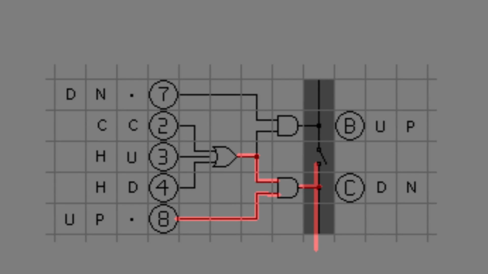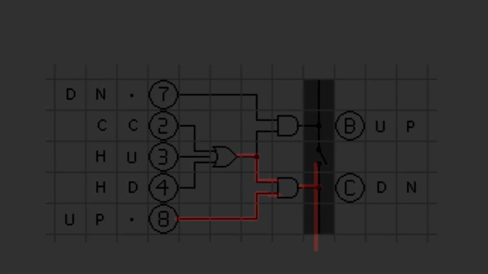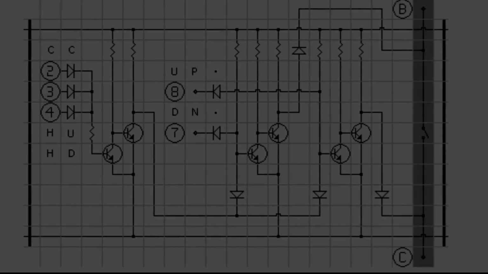Here is the circuit for calls below. It works in essentially the same way as the calls above circuit. So, now let's take a look at the schematic for this.